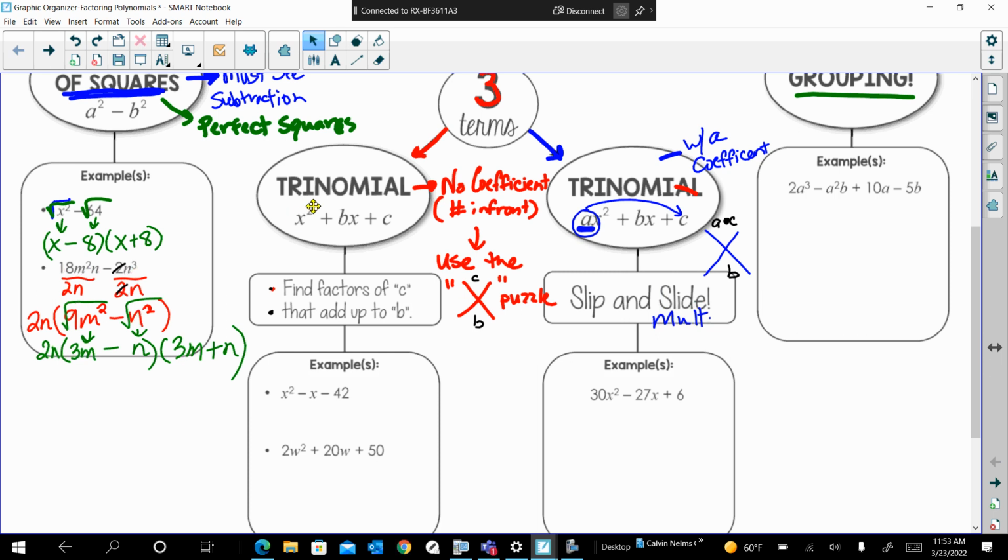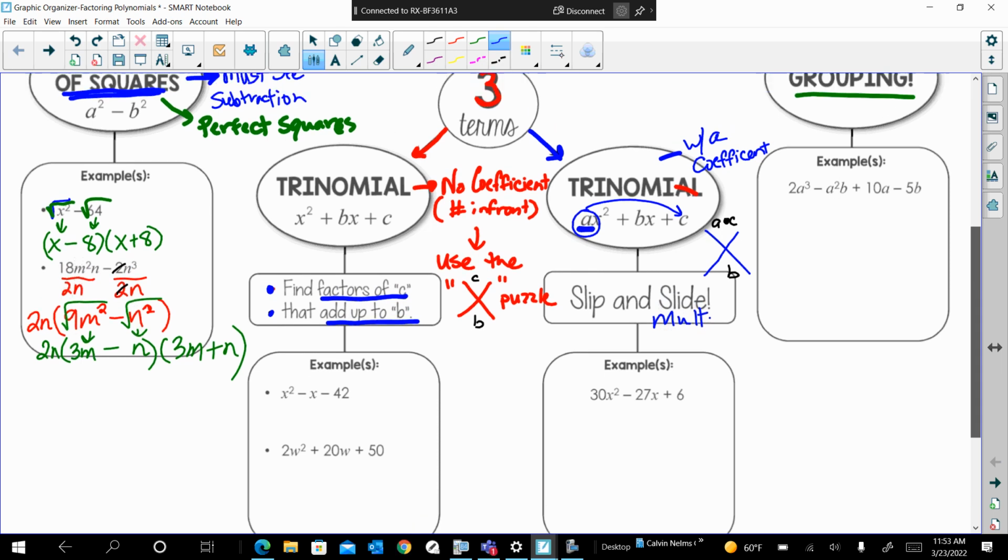So what I just wrote as a little note is that you have no coefficient. That means no number in front. So we're going to use the X puzzle. We're going to first find, right here, it says first find the factors of C that add up to B. Your C is your last term, your B is your middle term.